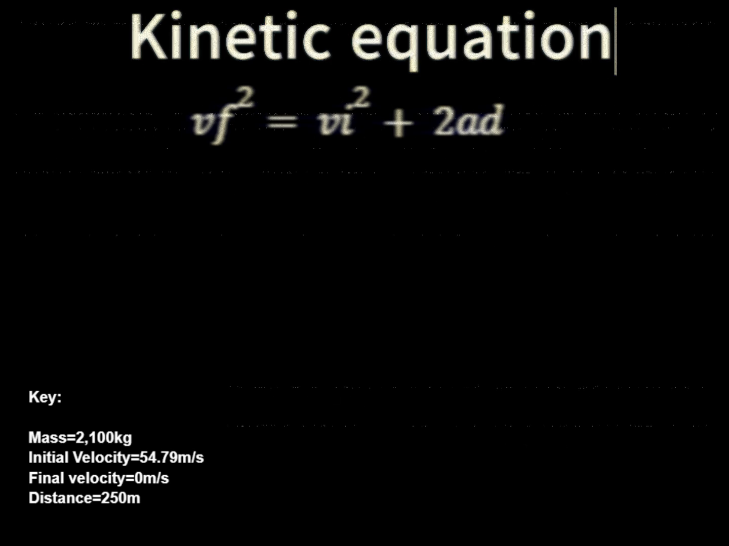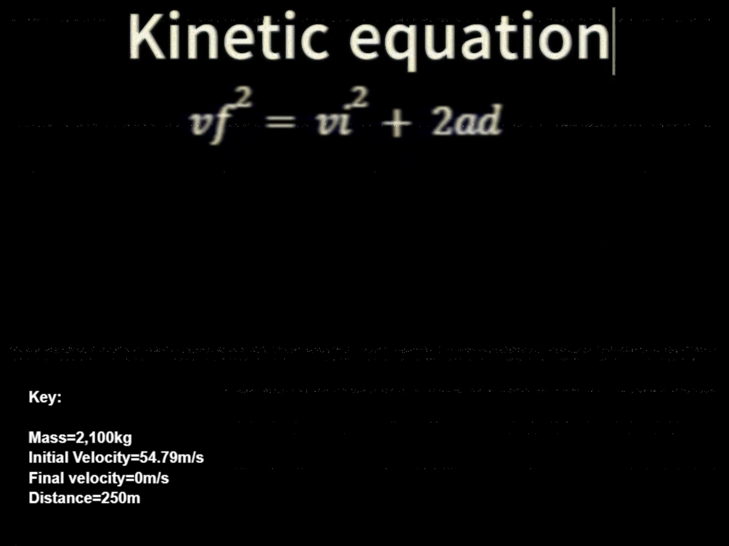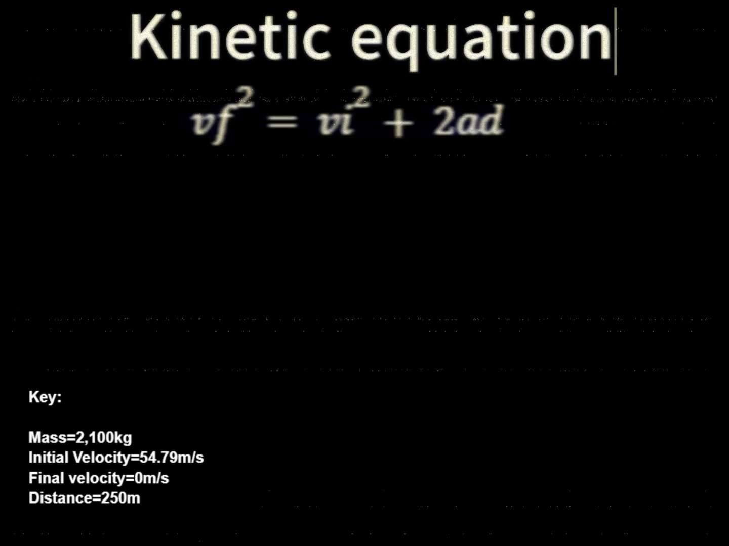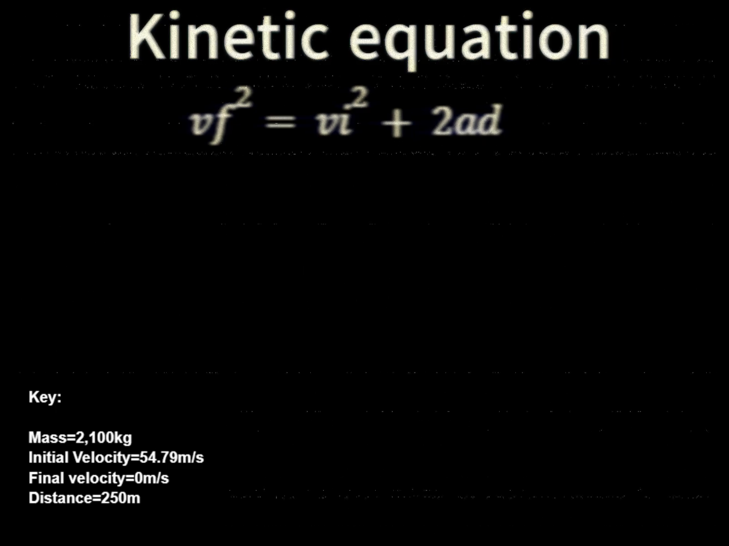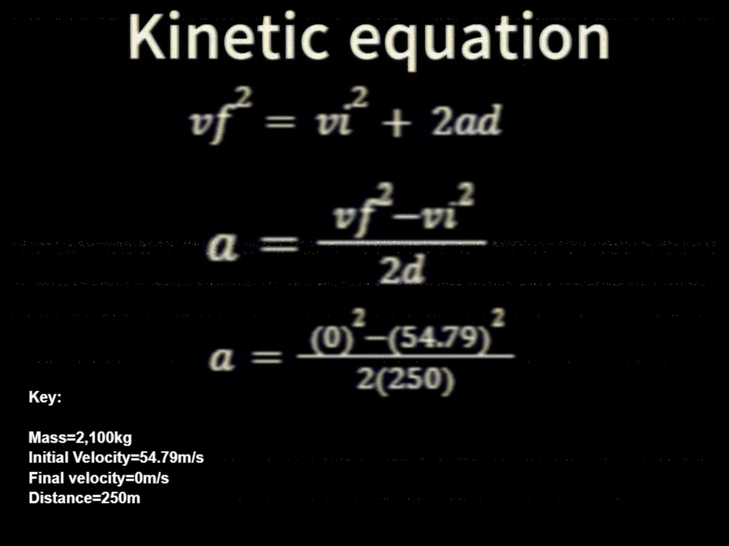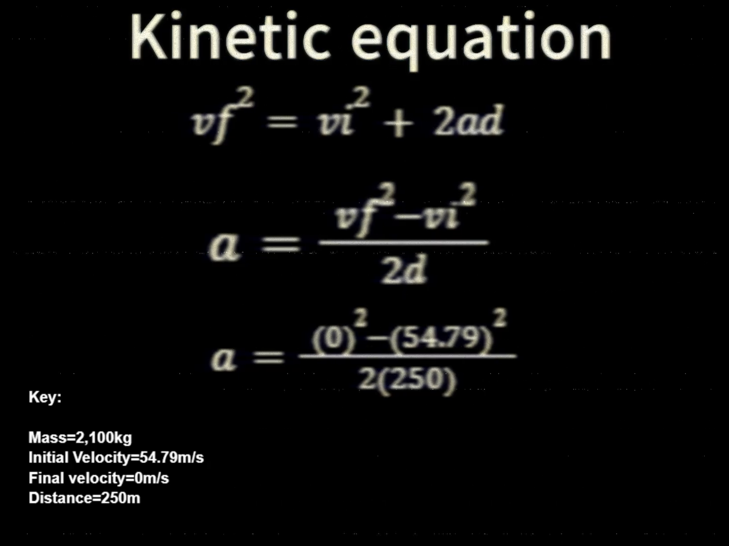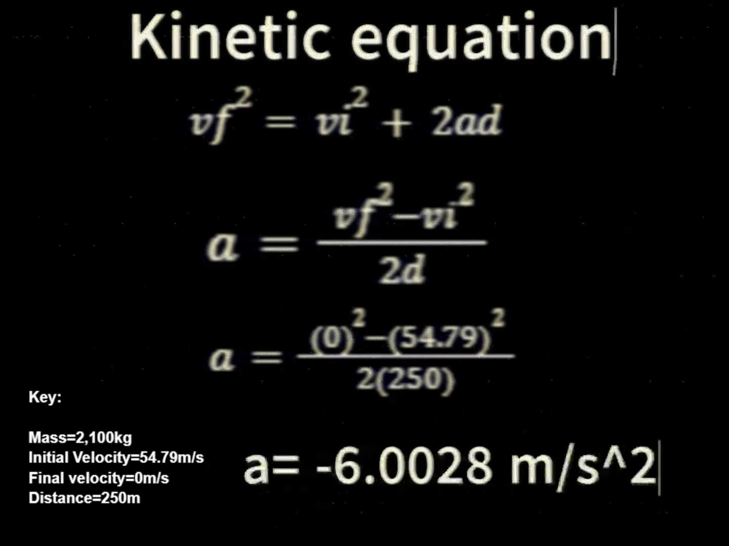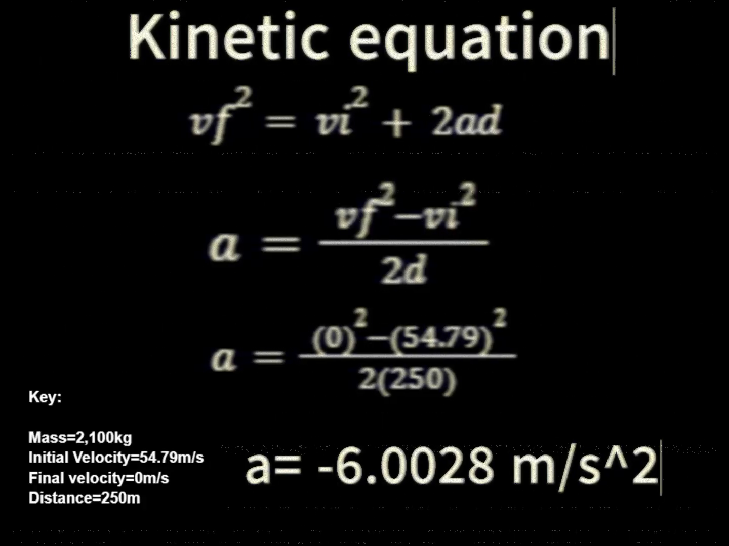To start, I need to use the kinetic equation. This equation is final velocity squared is equal to initial velocity squared plus 2 times acceleration times distance. I must rearrange these equations for my use. I then substitute. So my acceleration is negative 6.0028 meters per second squared.